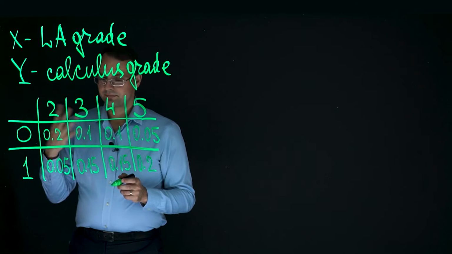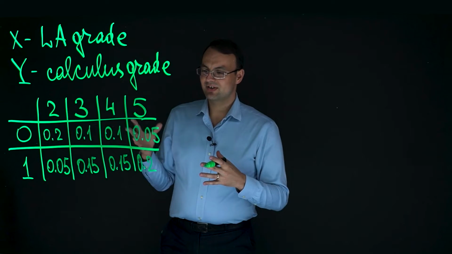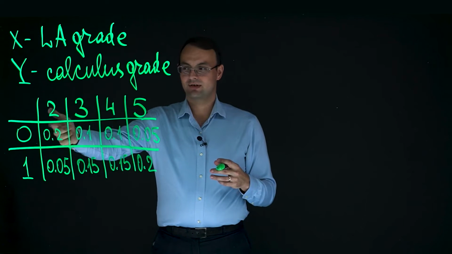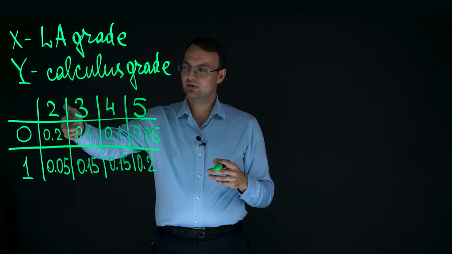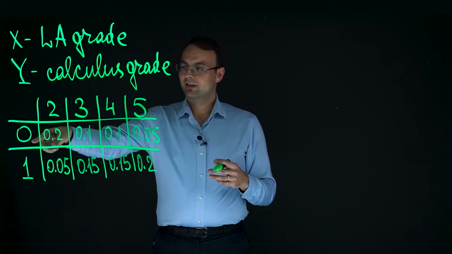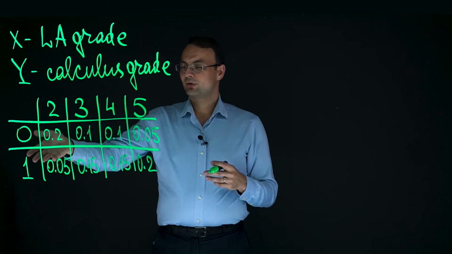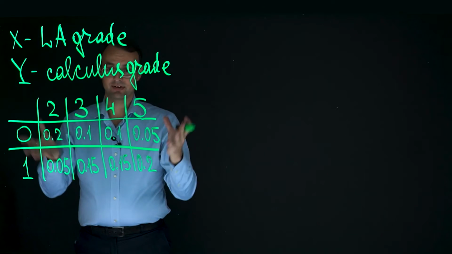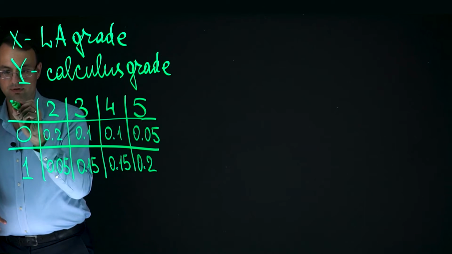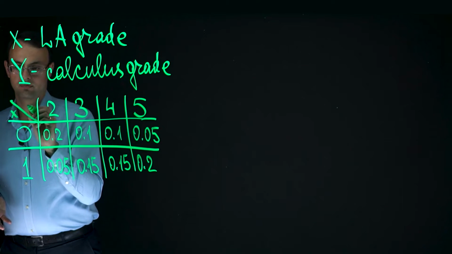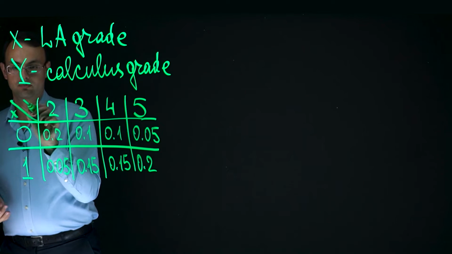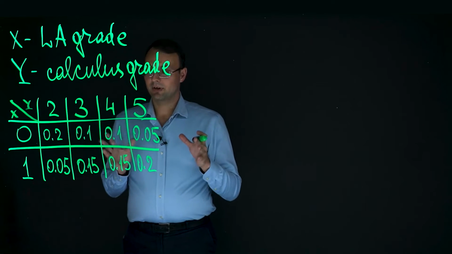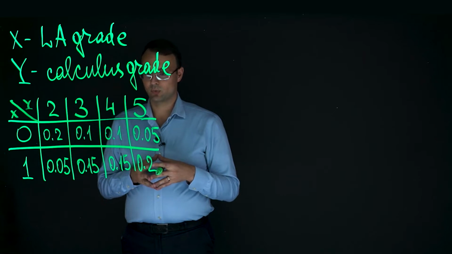Or we can interpret this as proportions. So we can say that 20% of all students are those who did not pass neither linear algebra nor calculus, and so on. After we have the joint distribution, we can find the marginal distributions of X and Y.